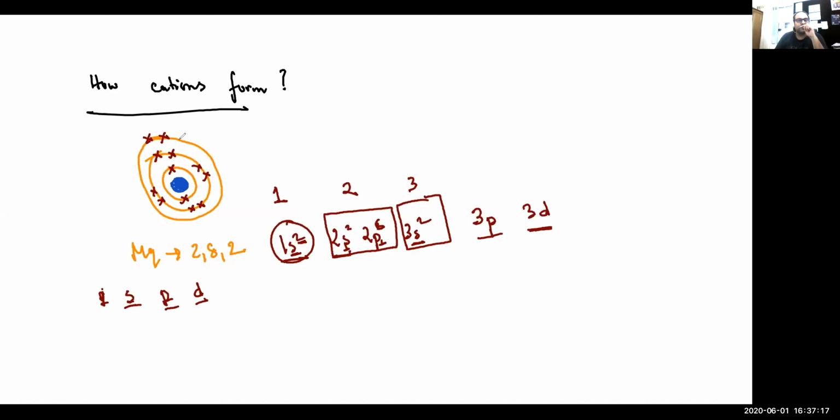So as we know, in order to make an atom stable, it has to have 8 electrons in the last shell.